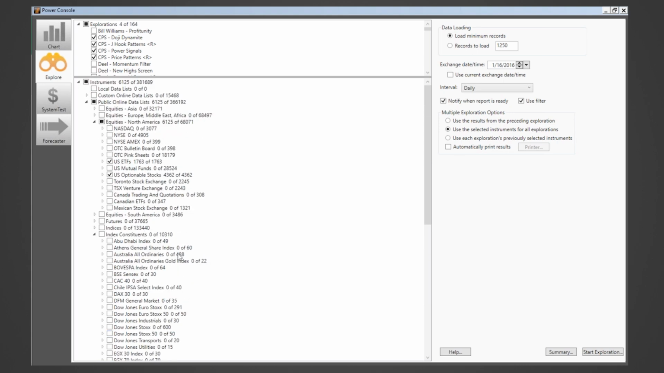The way I ran this scan was on the optionable stocks, and I'm not going to run it now because it takes a couple minutes. I want to keep things moving for you, but it only took a couple minutes, and it went through 4,362 stocks just to outline those ones that had different patterns for us. Let me show you what the report looks like. I'll just go ahead and open that up.